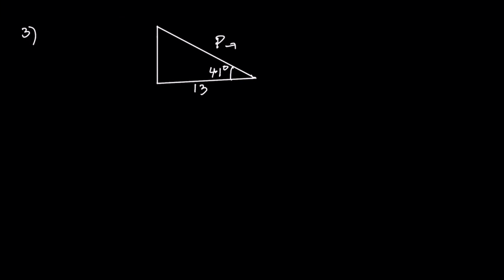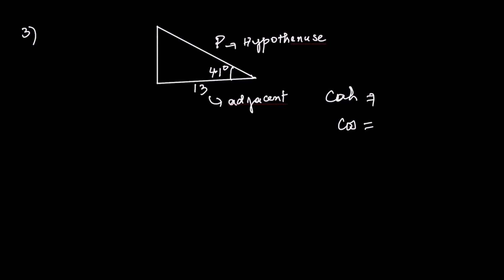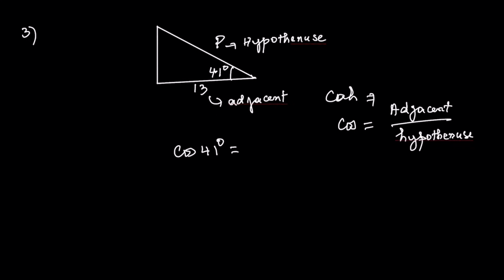Example 3. The unknown side P is the hypotenuse. The angle is 41 degrees. The side 13 is adjacent to the angle. We use CAH, which means cosine equals adjacent over hypotenuse. We write cosine of 41 equals 13 divided by P.